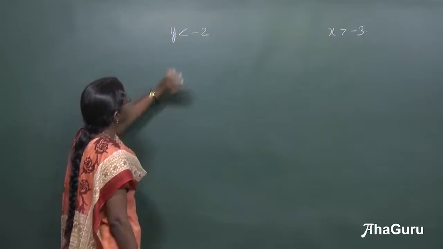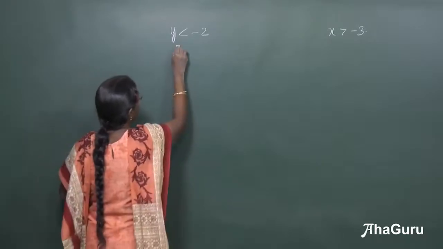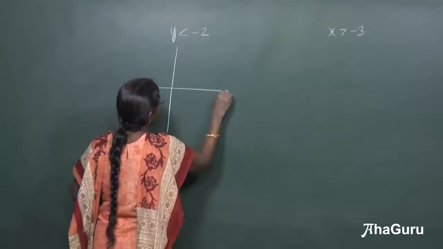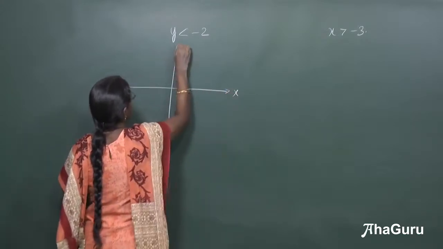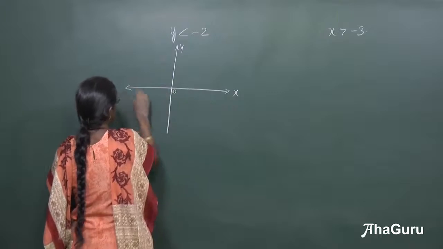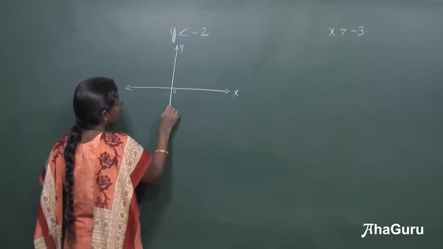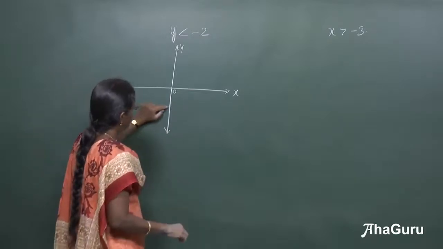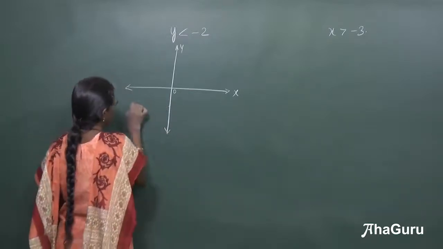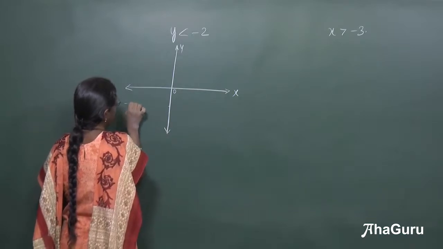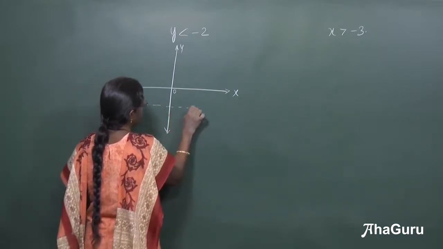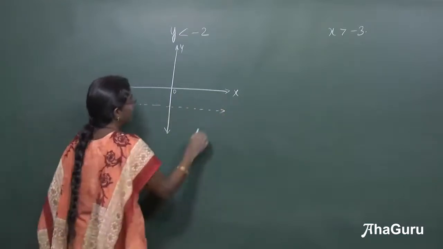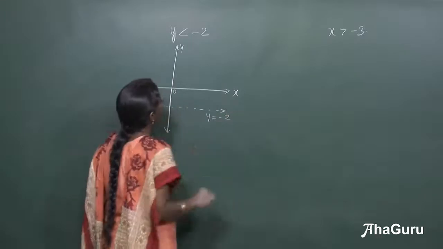The inequality here is y is less than minus 2. So first we will find out where is the line y is equal to minus 2. After you have taken a proper scale, suppose this is the point y is equal to minus 2. Just draw a dotted line here. Now this will be the line y is equal to minus 2.